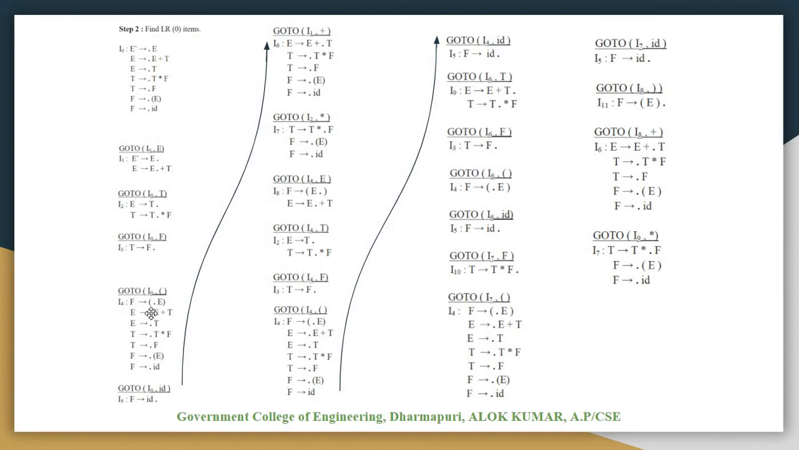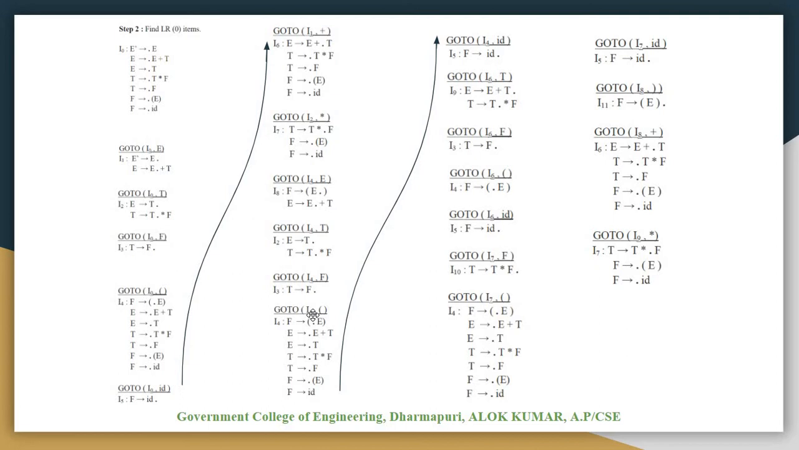Here I4, so E dot is coming, for that we have taken goto I4 comma E, so it will be opening parenthesis E dot closing parenthesis. After that, this one will be E dot plus T. Okay, because we have taken goto for I4 comma E, this one is goto I4 comma T, so it will be E generating T dot, and T will be generating T dot asterisk F. Then goto I4 comma F will be T generating F dot. So this one we already found, so we will say it is the I3 item.